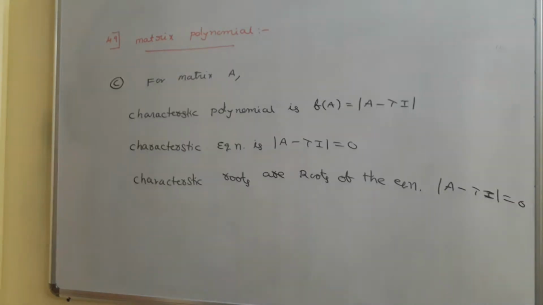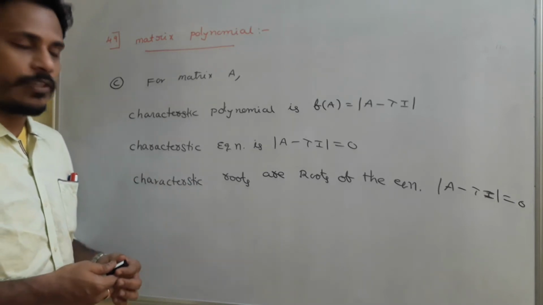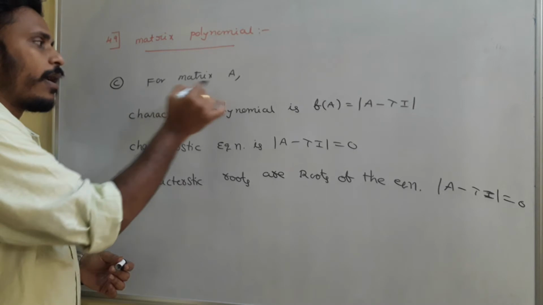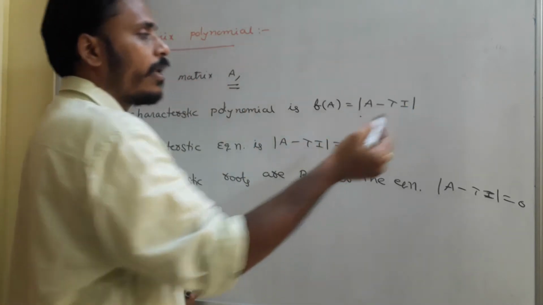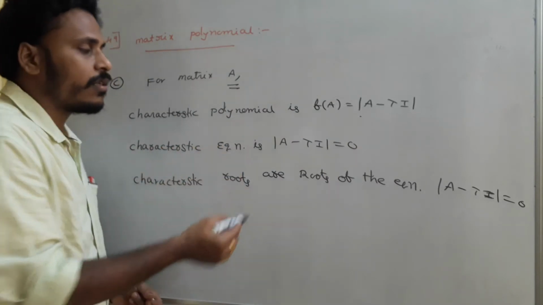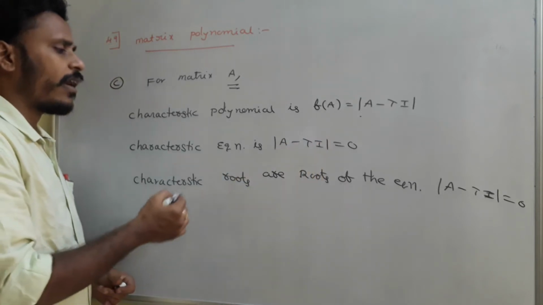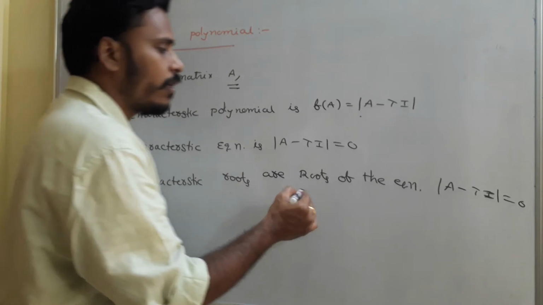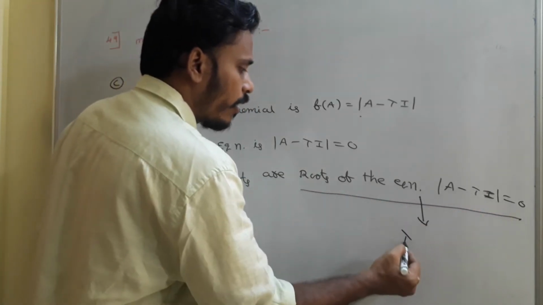So just have a look. To solve many problems which involve the determinant as well as the inverse, we use this concept of the characteristic polynomial as well as the characteristic equation. For a matrix A, the characteristic polynomial is the determinant of A minus lambda I, and the characteristic equation is determinant of A minus lambda I equals 0. The characteristic roots are simply the roots of this equation. If you solve it, you will get lambda values.